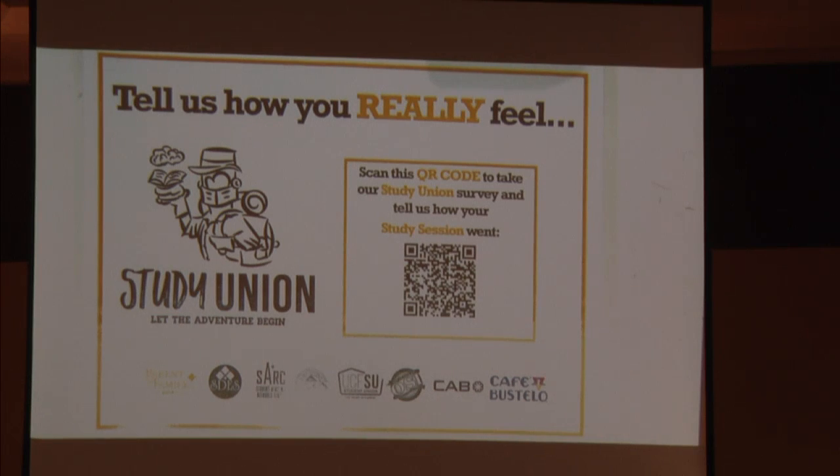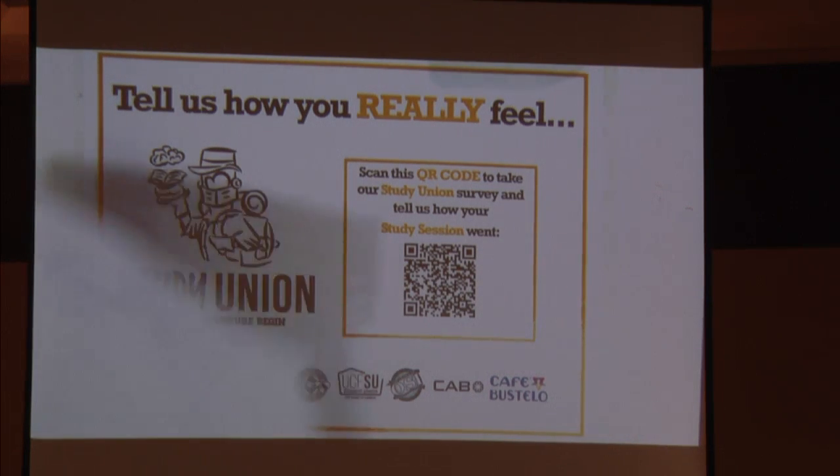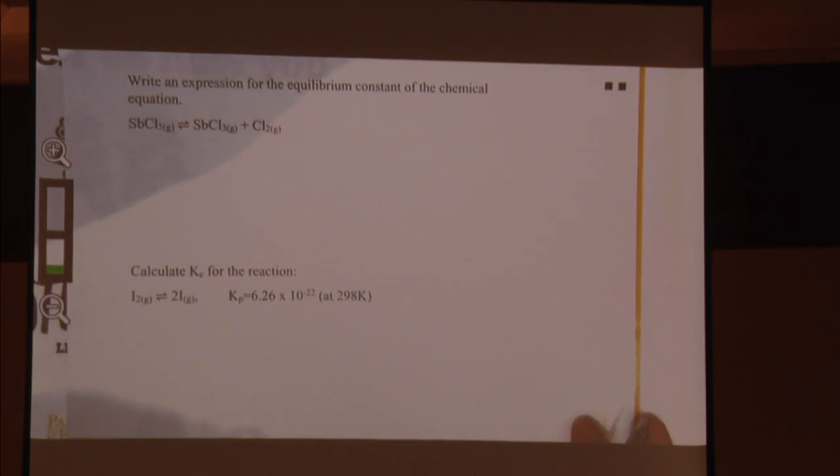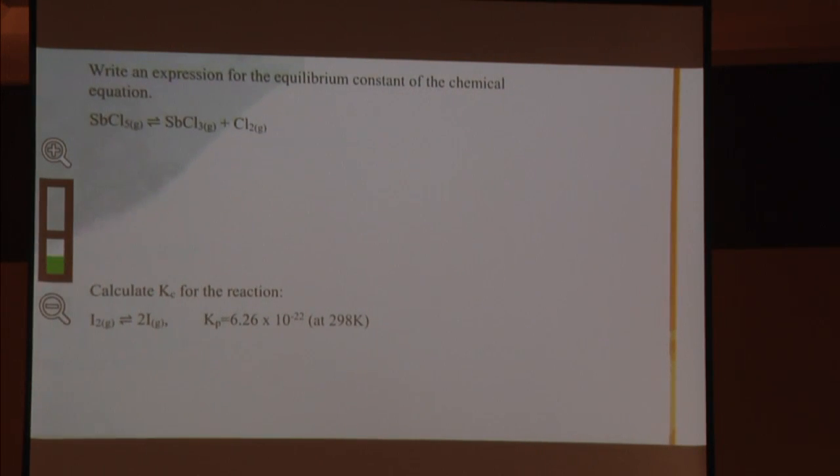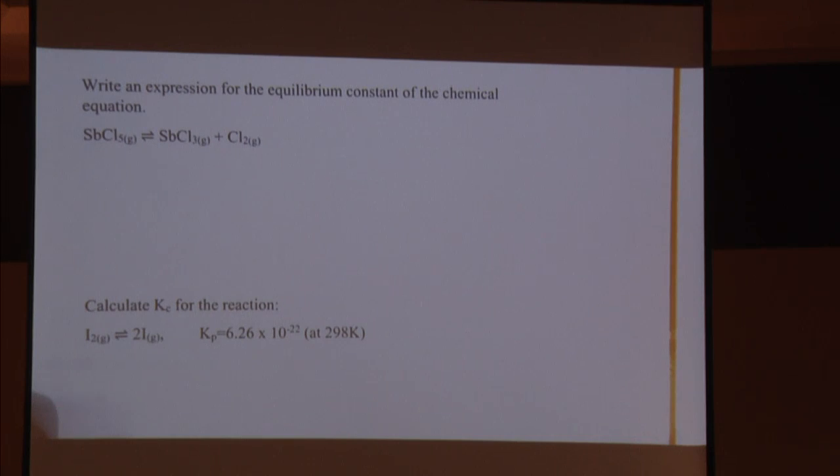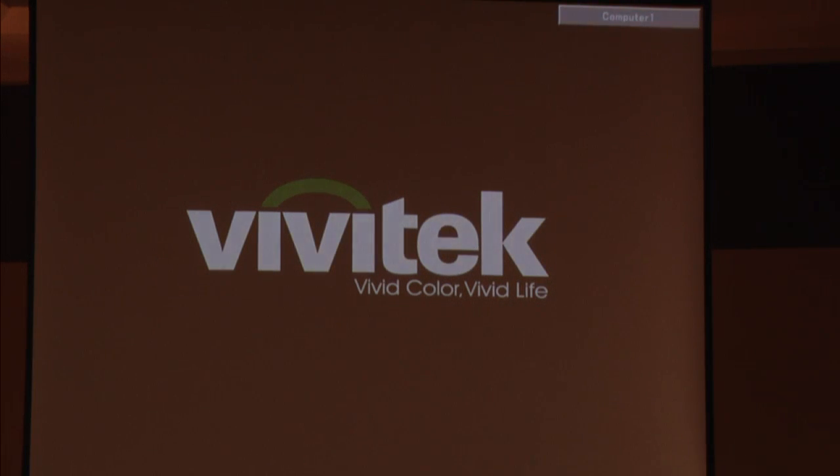Okay, so we're moving away from kinetics and going into equilibria. So here we need to write an expression for the equilibrium constant of this chemical equation. So here, we just simply write what the products are over what the reactants are.